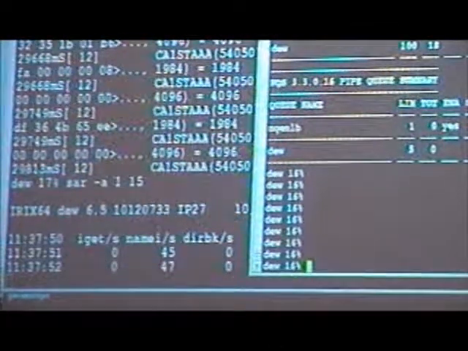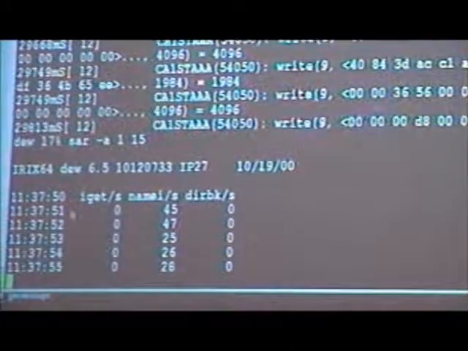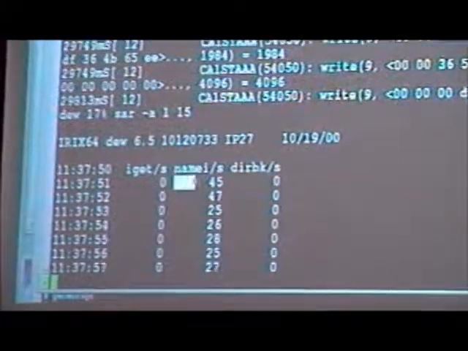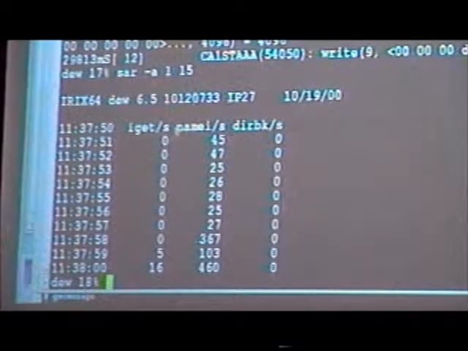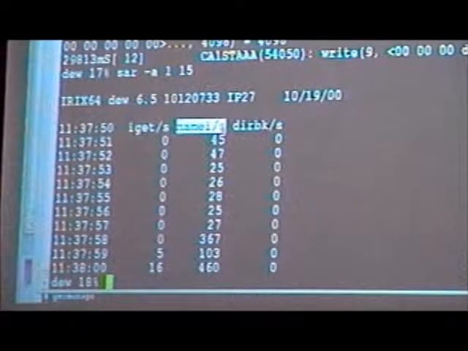There we are. Namei says I had to resolve an inode. So namei is the kernel subroutine that says find me an inode.